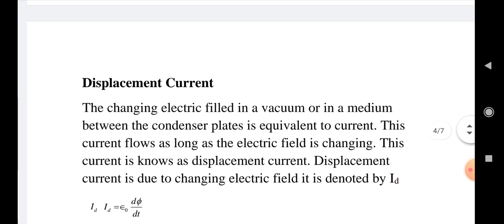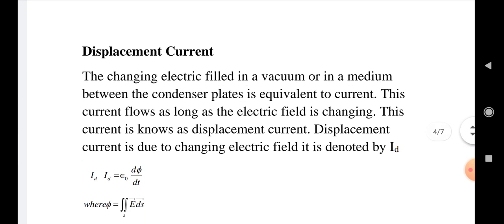Now in today's lecture, we discuss the displacement current. What is meant by displacement current? And what is the relation between the current and displacement current? Now today we discuss this.